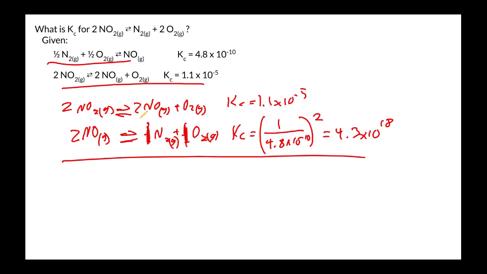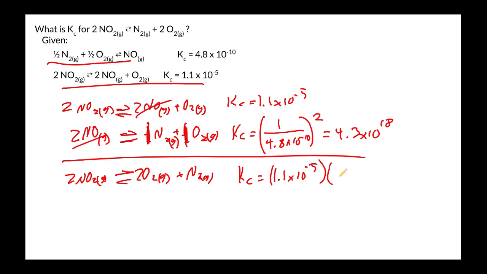So when I add these together, my NO canceled like I planned, and I end up with 2NO2 gas in equilibrium with O2 gas plus another O2 plus N2 gas. And that's the reaction I was looking for. And Kc is going to be 1.1 times 10 to the negative 5th times 4.3 times 10 to the 18th. And that comes out to 4.8 times 10 to the 13th.